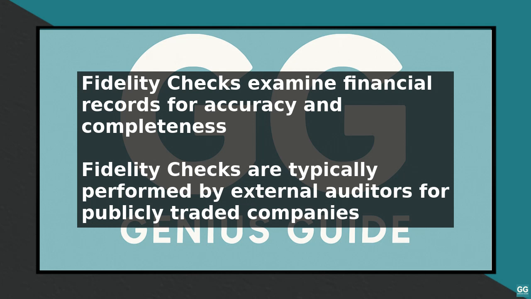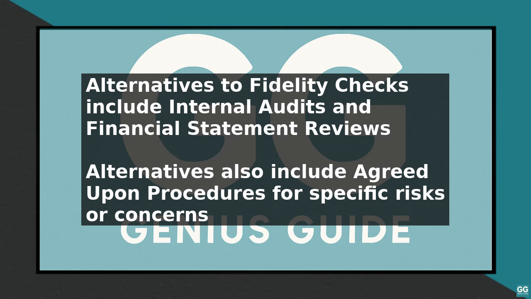Now, let's explore the alternatives to fidelity checks. These include internal audits, financial statement reviews, and agreed-upon procedures. Internal audits are performed by a company's internal audit team and focus on evaluating the effectiveness of internal controls.